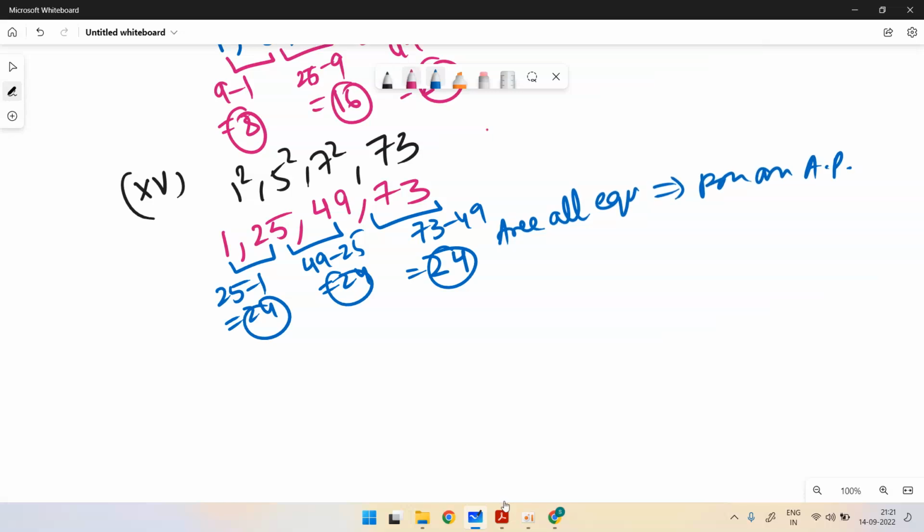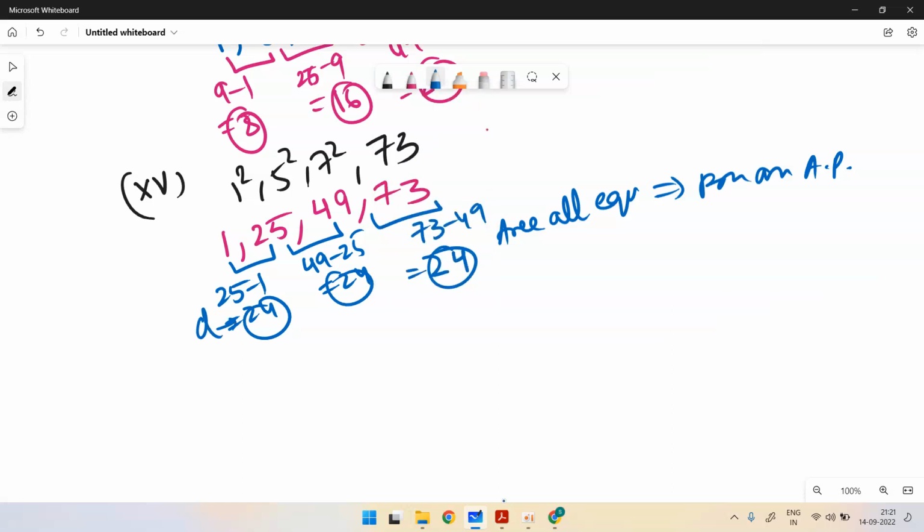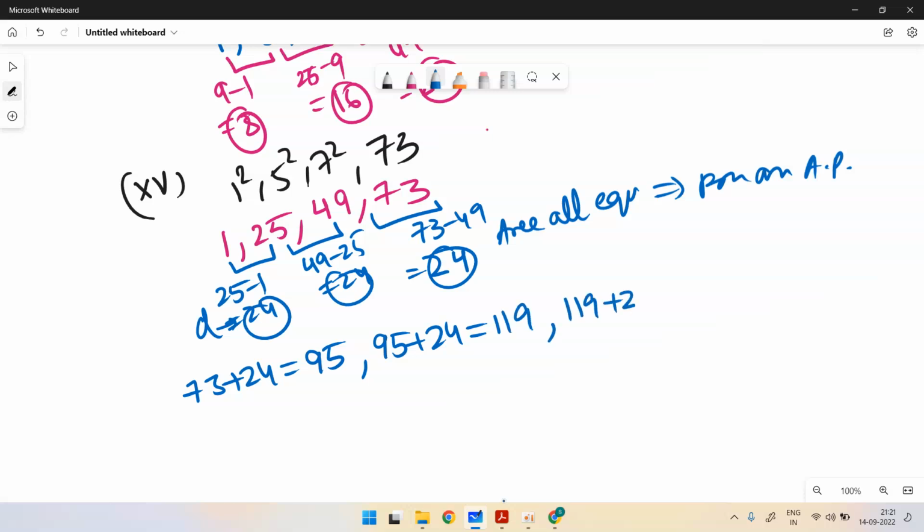So the next three terms: the common difference d is 24. The next terms will be 73 plus 24, which is 95. Then after 95, the next term is 95 plus 24, which is 119. And after that, 119 plus 24 is 143. So the next three terms are 95, 119, and 143, which is the answer.